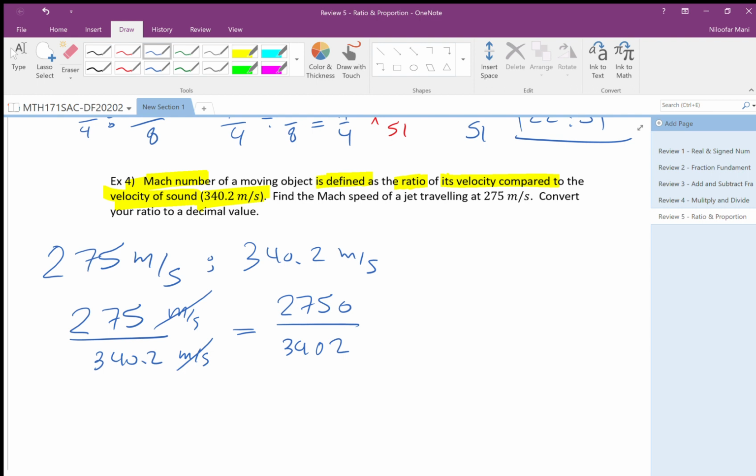So 2750 divided by 2 is 1375, divided by 1701. And then I find the answer. So I cannot simplify more. So I do this.